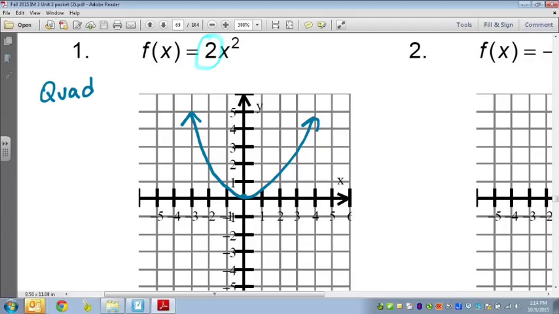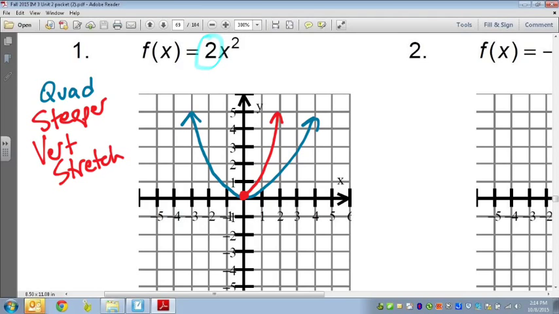So for this particular function, the graph is actually going to be steeper, or as I like to say, this is a vertical stretch. So it's still 0, 0, but it's going to go up a lot faster than usual. Notice how it's going up a lot faster because I'm stretching it upwards. So that would be an example of a vertical stretch of a quadratic.